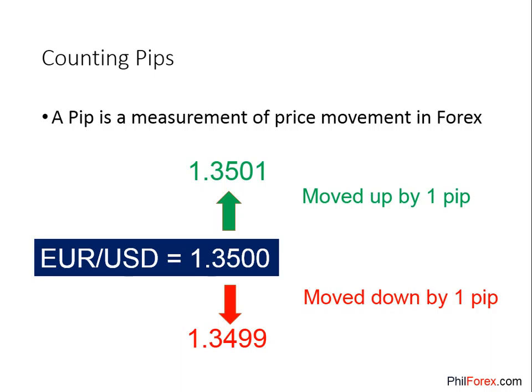Let's say from 1.3500, it goes up to 1.3510. That means it moved up by 10 pips. Let's say from 1.3500, it goes down to 1.3495. That means it moved down by 5 pips. So up or down, it doesn't matter. What we're counting is the difference from the original price to the current price. So that's a pip. It's the price movement in Forex.